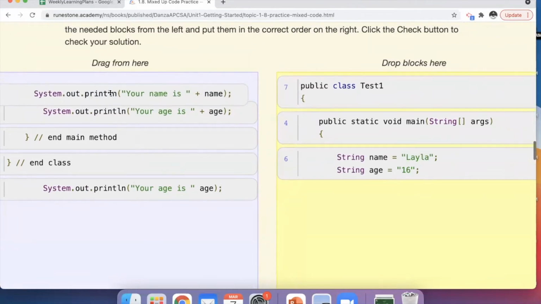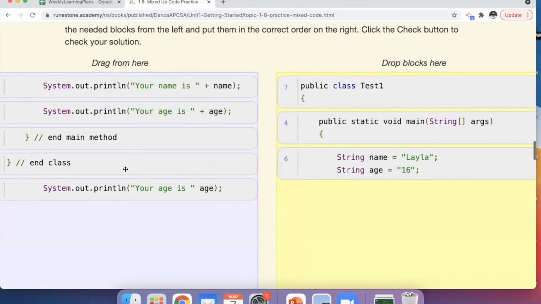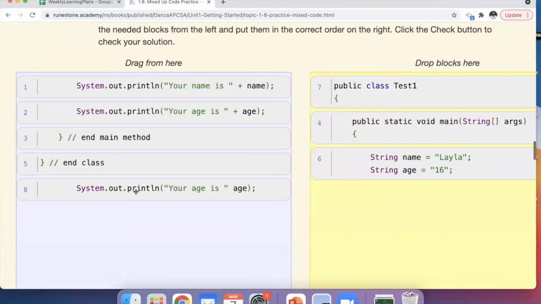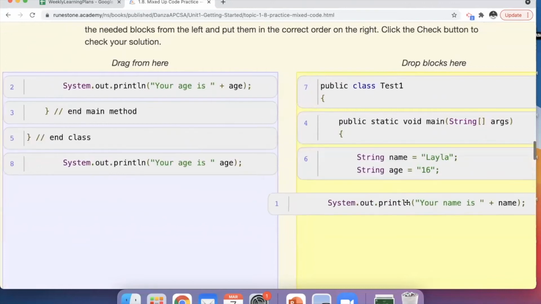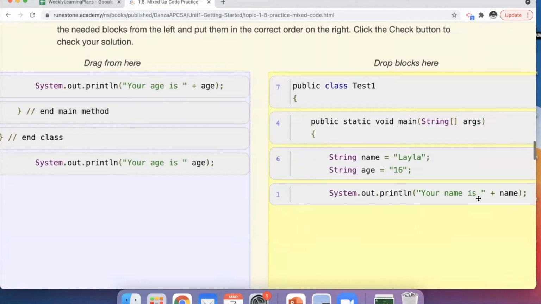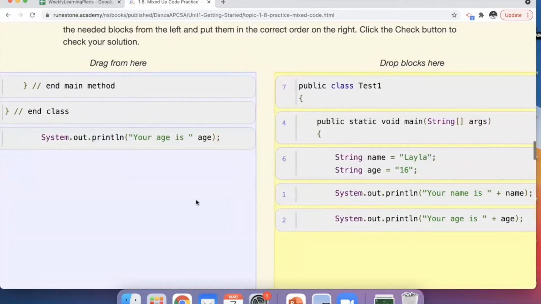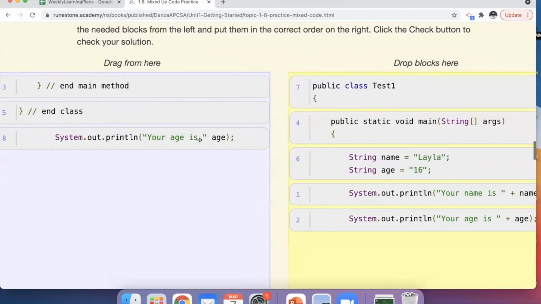Your name is... trying to find the difference between these two. System.out, your name is, okay, concatenation, that's the only thing that's different. All right, so block 1, your name is, and then your age is. The problem with this block right here is that there's no plus symbol, right? There's no concatenation. That's a problem.